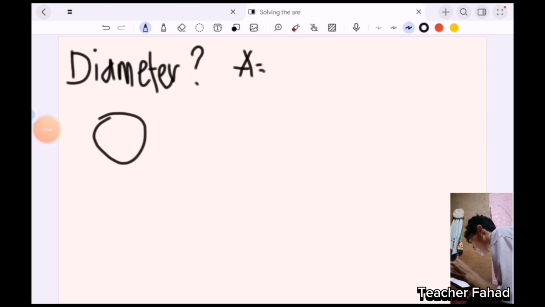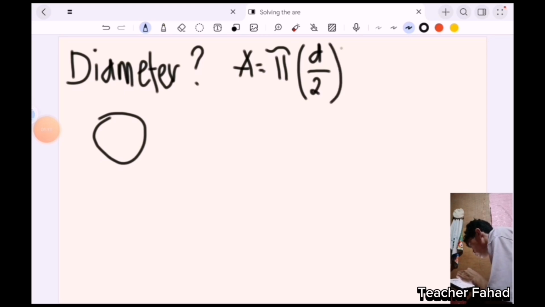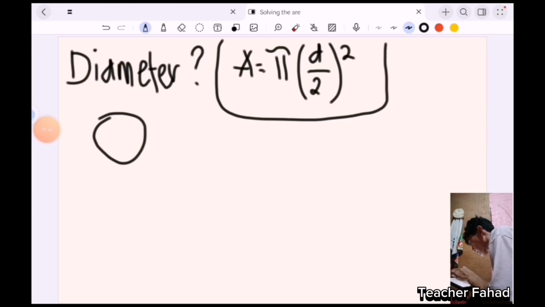So, area is equal to pi times diameter over 2 square. So, this is our formula. Okay? So, what is the area of circle if the diameter is equal to 12 inches? We solve by substituting the value of pi, which is 3.14. Earlier with the radius, 3.14 was our pi. It's just the same here when we use the diameter of the circle.